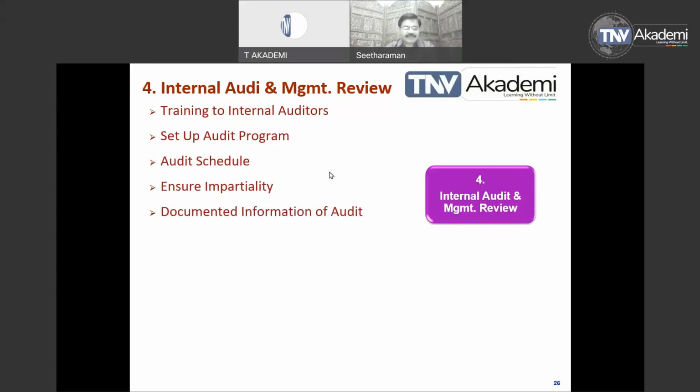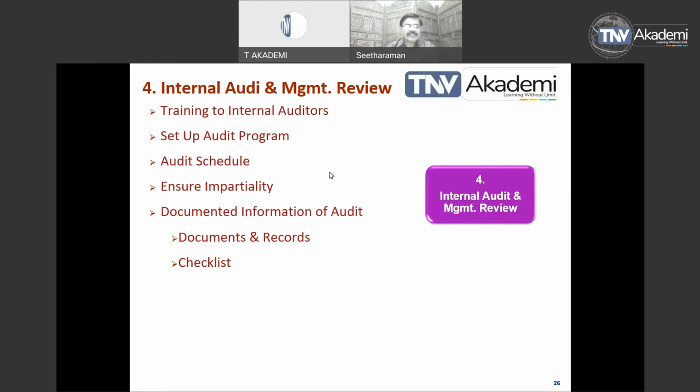Documented information of the audit, right from schedule, audit plan, audit reports and non-conformance reports, everything has to be maintained as documented information. Some will be documents, some will be records. Okay, both will be there. A checklist also has to be prepared. It will help auditors to conduct the audit in an effective manner, saving a lot of time and keeping their focus.